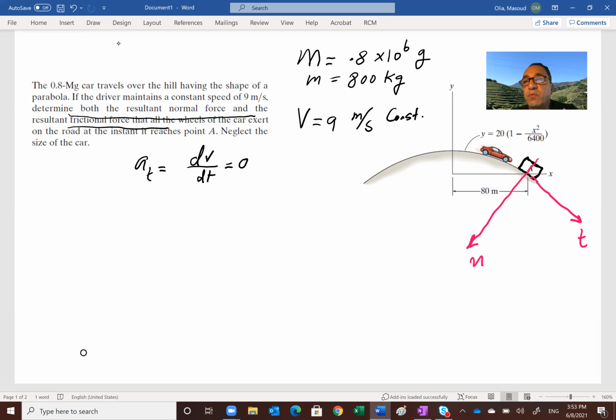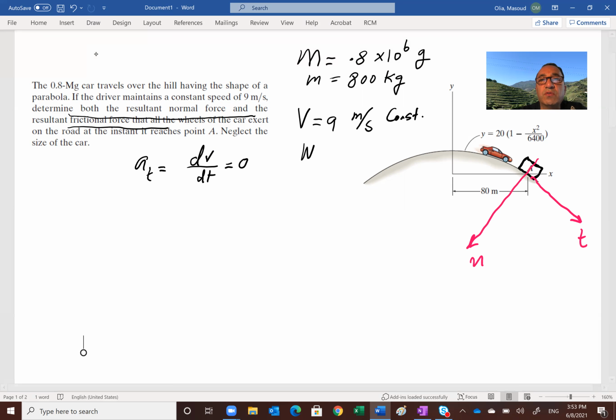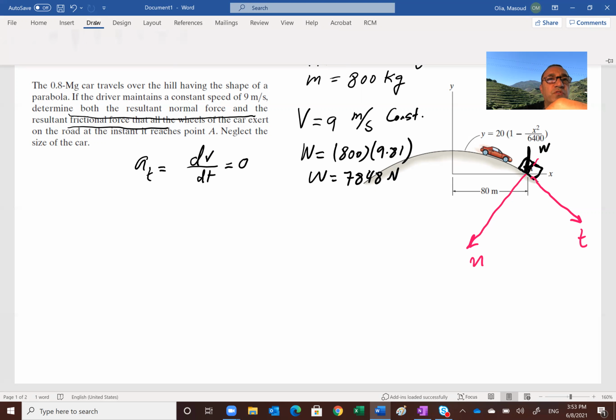And then we can draw a free body diagram at this instant and see what forces we have acting here. The weight obviously would be mg, so that's 800 times 9.81, I believe that's 7,848 newtons. I'll just put the weight here, and call it W. All right, then what other force is acting on this guy?